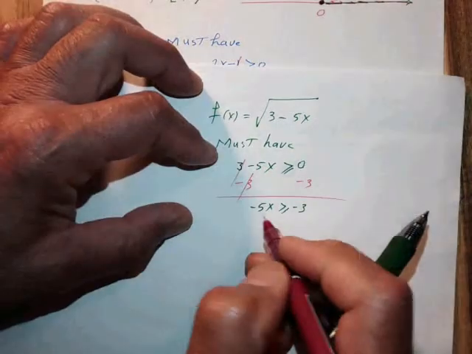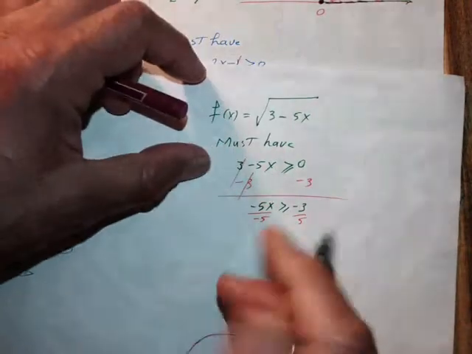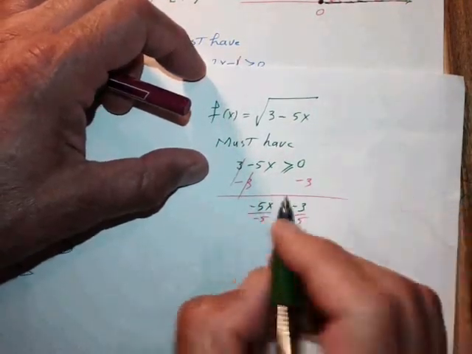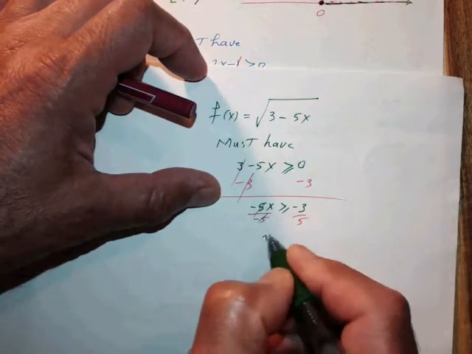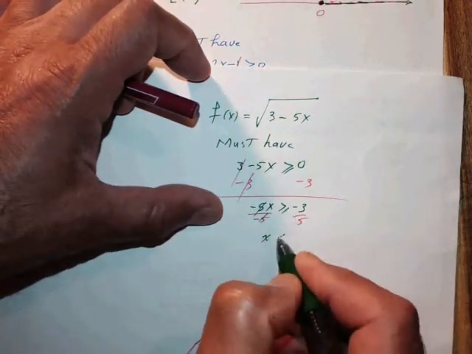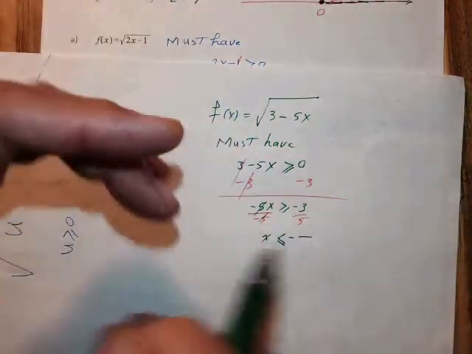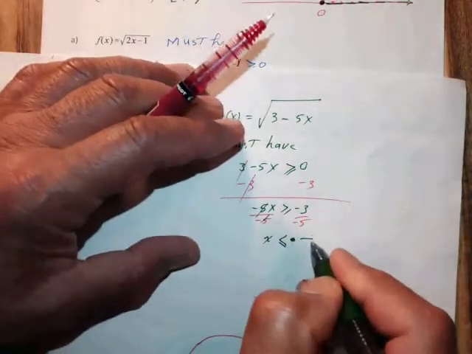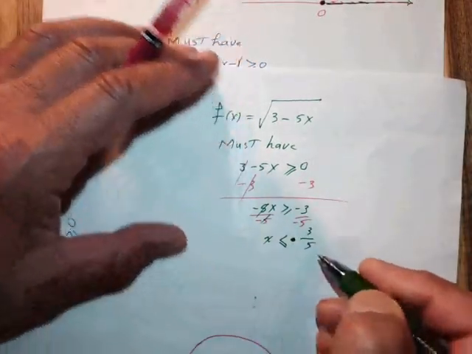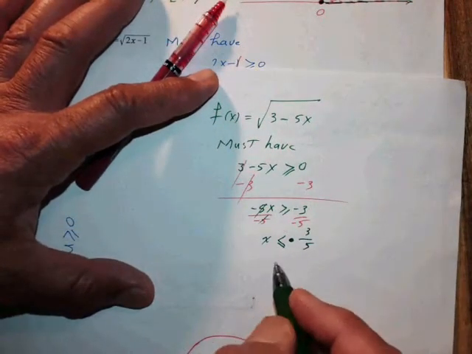Now you have to divide by negative 5. Because you have to divide by a negative, the order of the inequality will switch to the opposite direction. So these two cancel out, you get x. Now instead of bigger, you get less than or equal to negative 3 divided by negative 5, which is 3/5. So that means all the values less than or equal to 3/5 are acceptable.